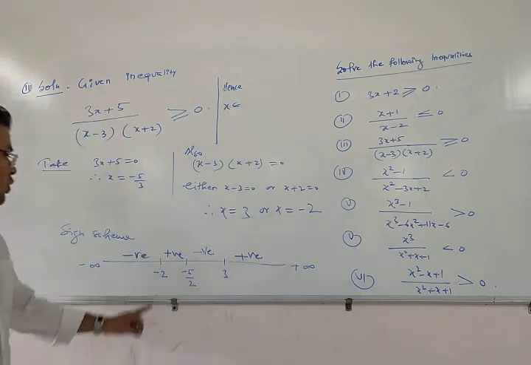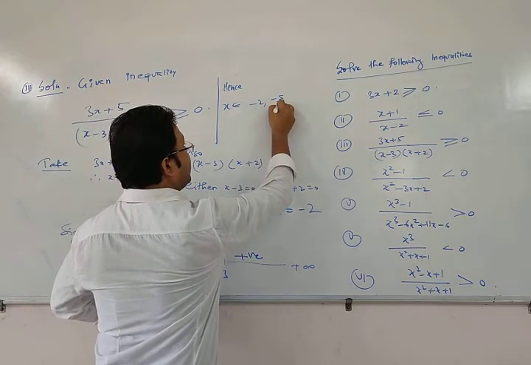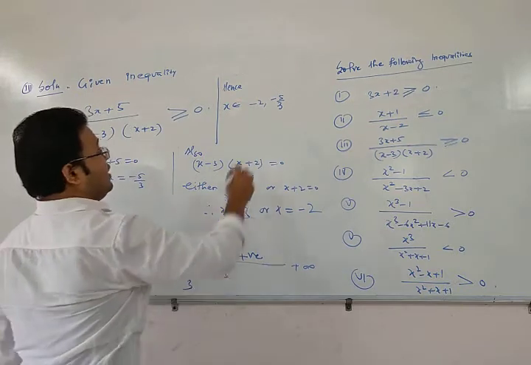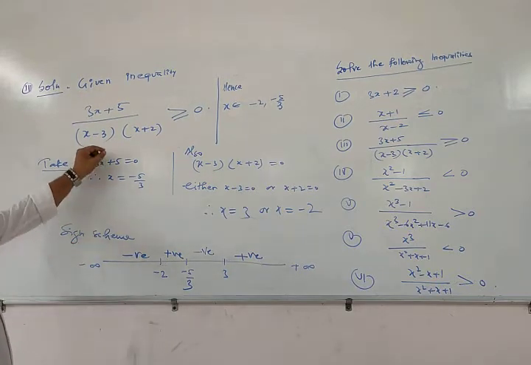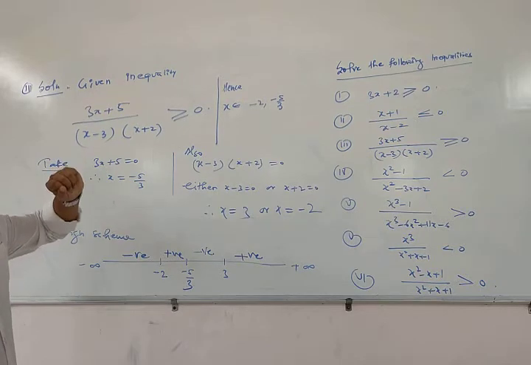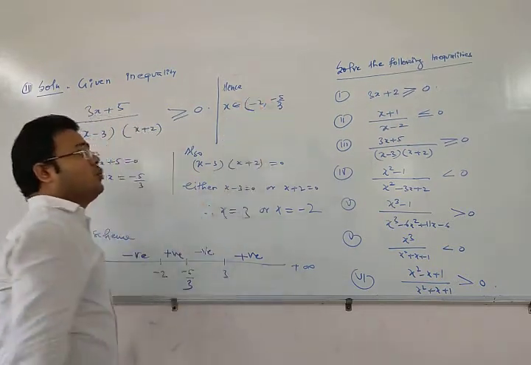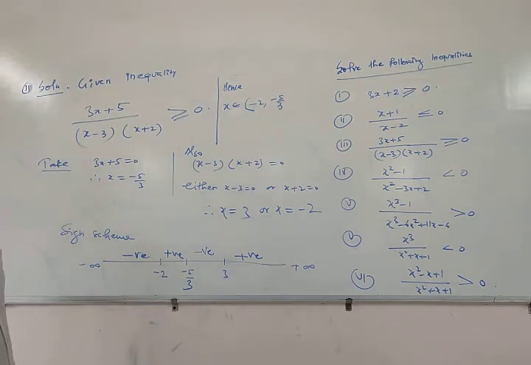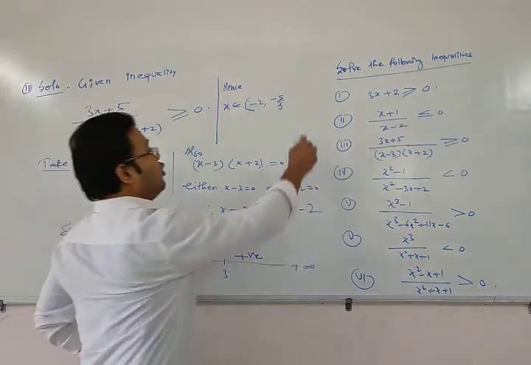x belongs to -2 to -5/3. Sorry, -2 to -5/3. We have already told you we can't include the roots of the denominator. So we can't include -2, so we have to write -2 in open interval. Since -5/3 is the root of the numerator and the equal to sign is present, we have to close it.